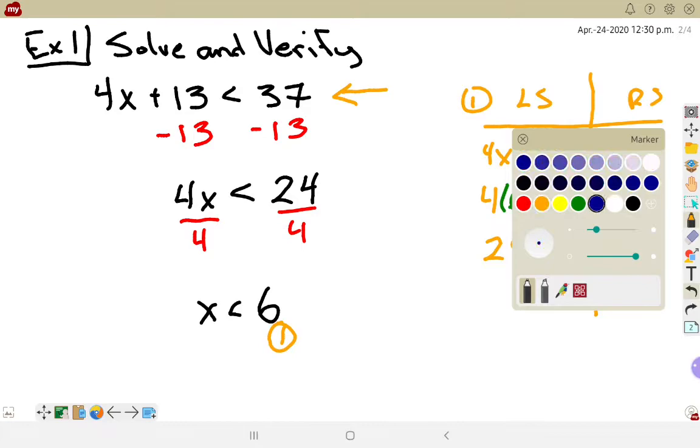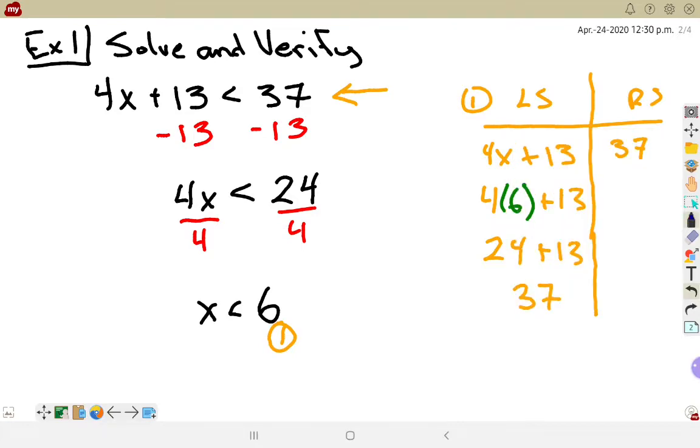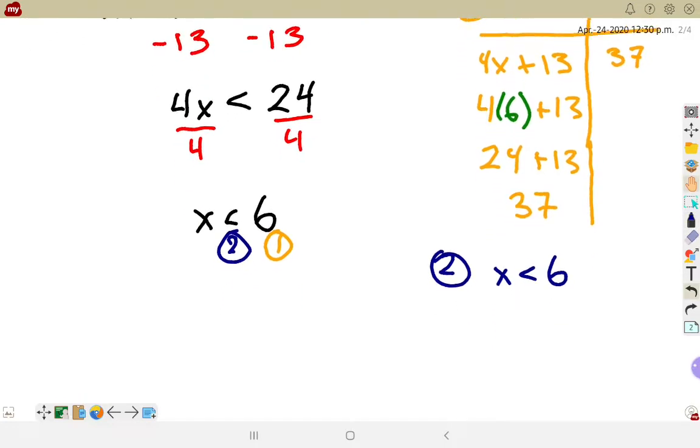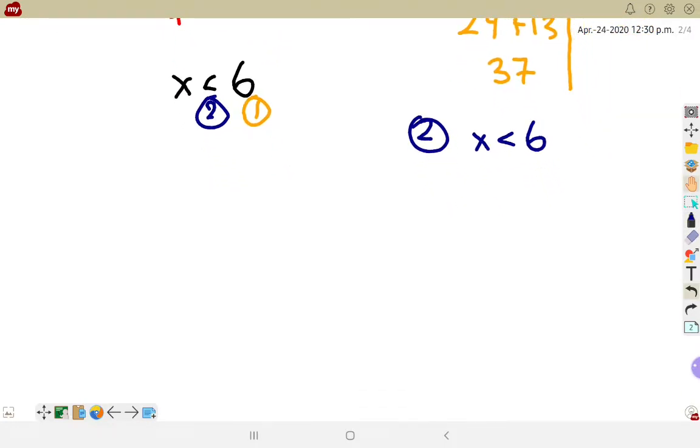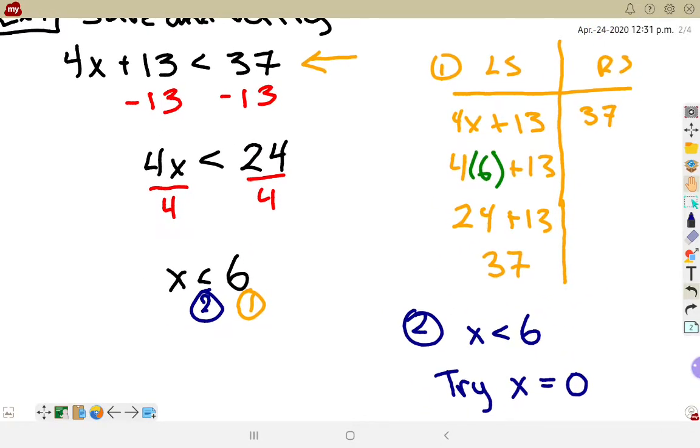Now the second thing to check is to make sure that our inequality symbol is facing the correct way. Okay, so I have said x should be less than 6. So I'm going to actually pick something that is smaller than 6 and see if it works. Now again, my favorite is, if possible, I'm going to try 0. So it's true that 0 is smaller than 6. So I'm going to try using 0 in this case to see if it makes my original inequality true.